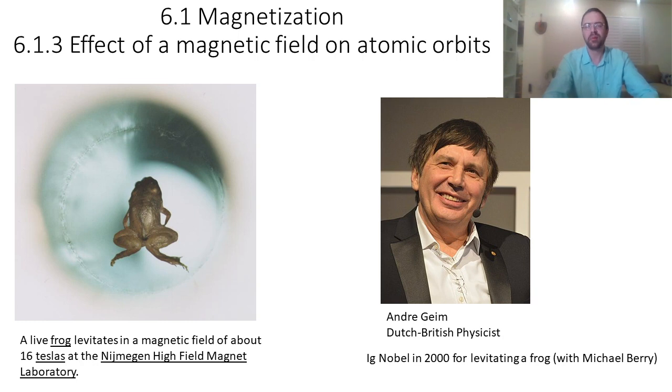And so Andrew Geim replied, okay, I will accept the prize if you also give it to Michael Berry, who wrote the explanation for the frog levitation. And so in the end, they both got the Ig Nobel. Now, the Ig Nobel is not as prestigious as the Nobel Prize, but Andrew Geim actually does not care because in 2010, he also got the Nobel Prize in Physics for his work on graphene.